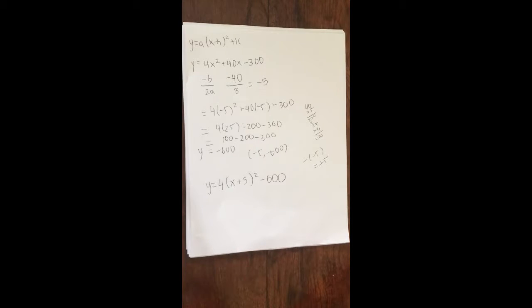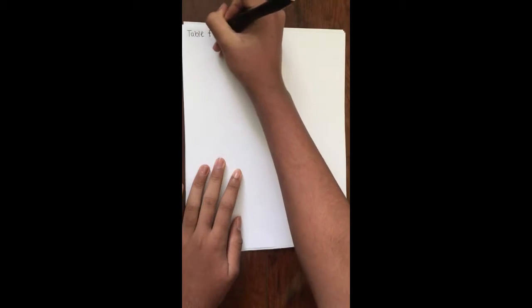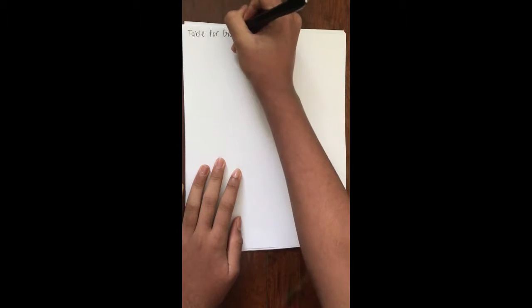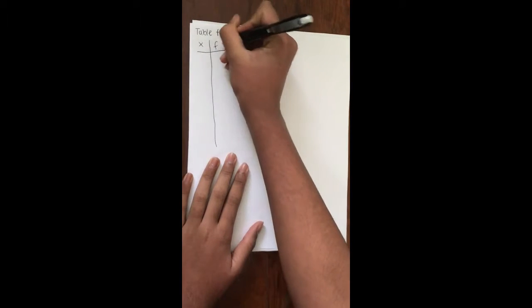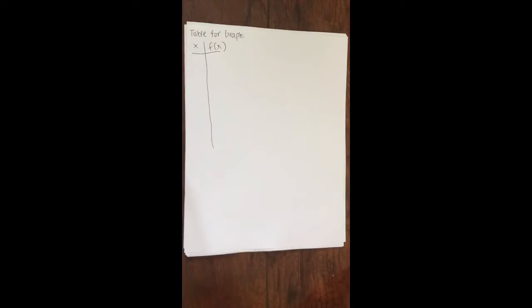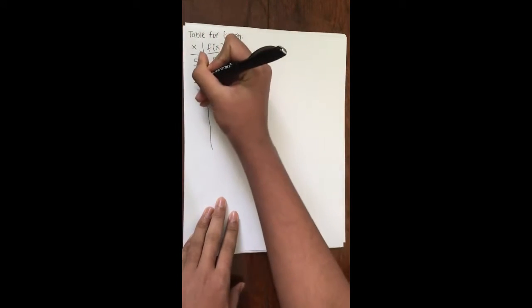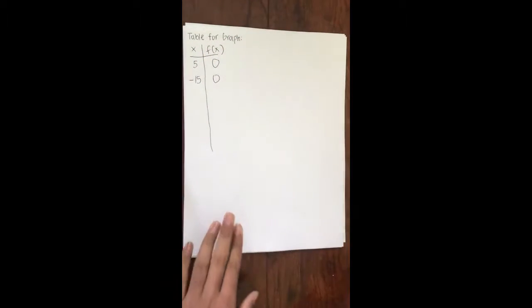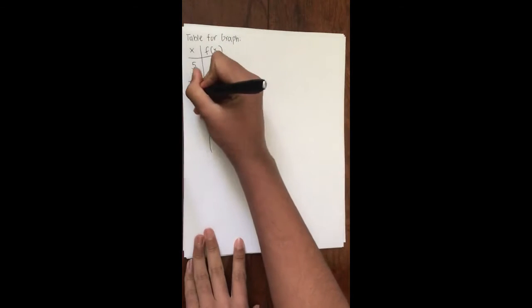Let's start off by making a table for the graph. Alright, so now we have our x and f of x. As we found earlier, our two zeros are 5 and negative 15, so we can plot that right here: 5, 0, negative 15, 0. And we found that our vertex is negative 5 comma negative 600, so we can use that as well.